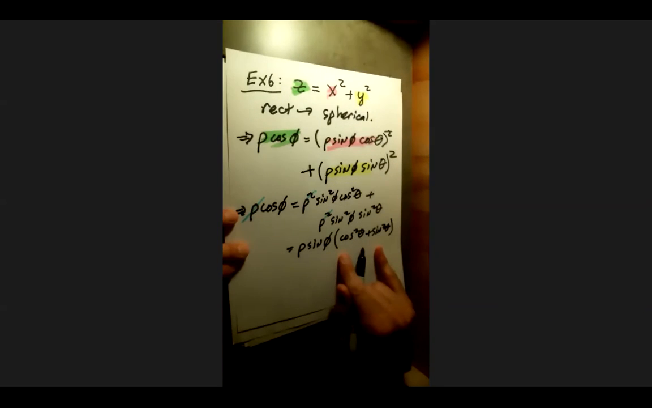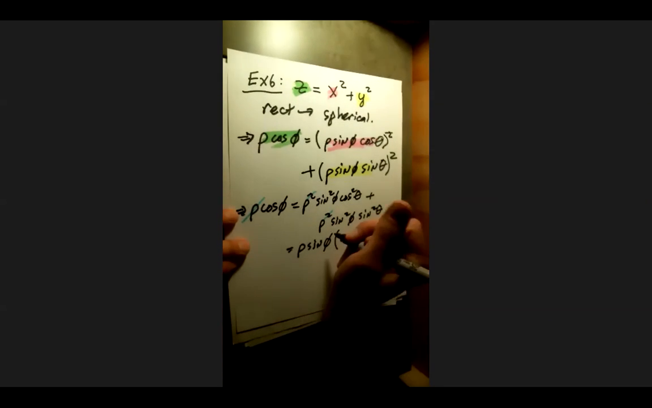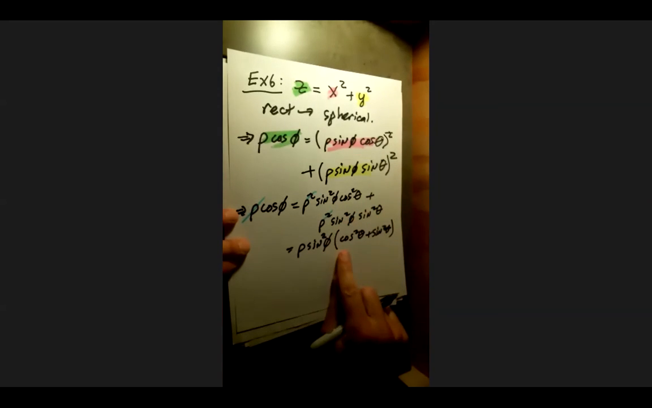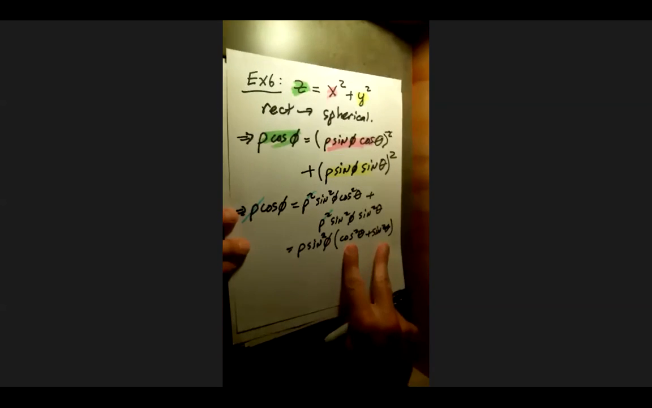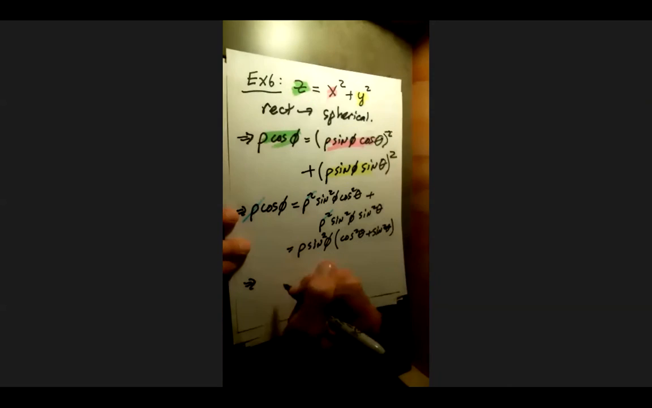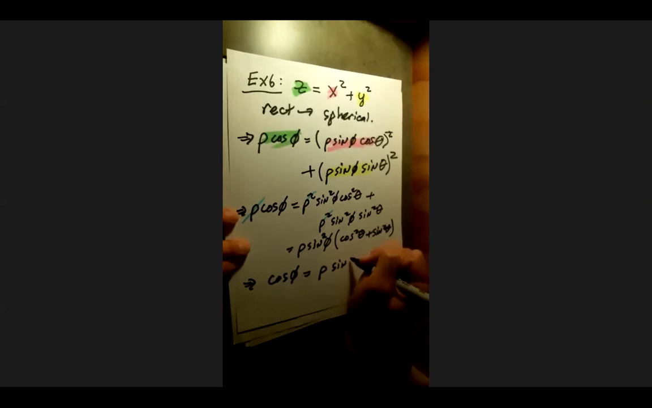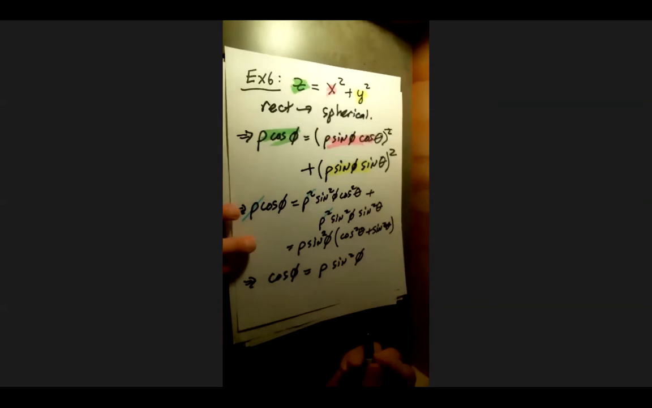Good news. Isn't it sine squared phi? I lost the square. That's what happened. Oh, yeah. Magic. Yeah. Thank you. Thanks, Jay. So square there. Cosine squared plus sine squared. Happy one. So we have cosine phi equals rho sine squared phi.